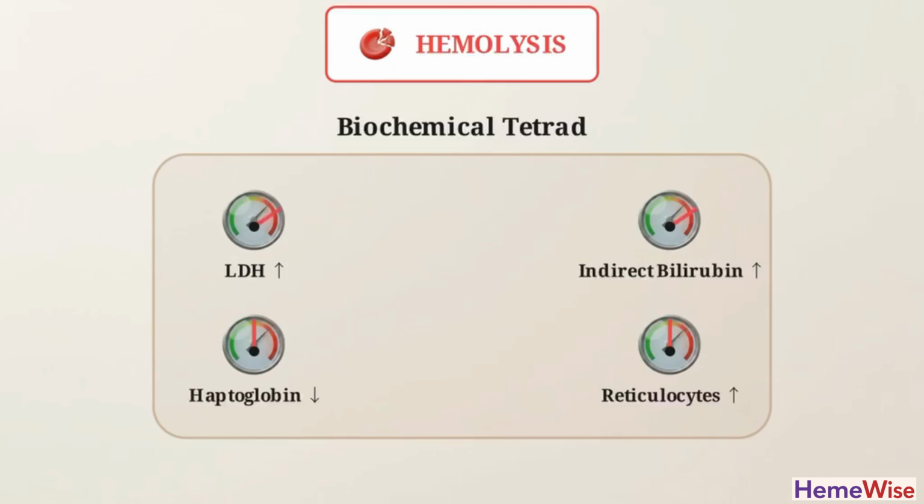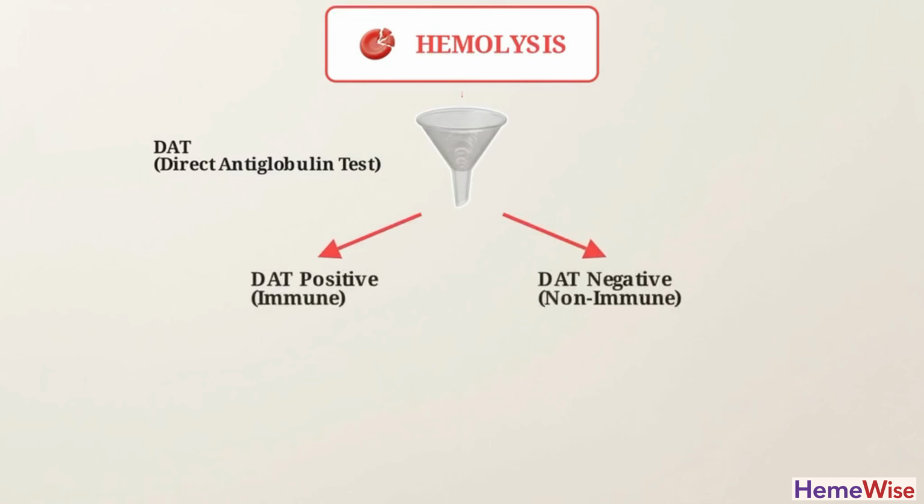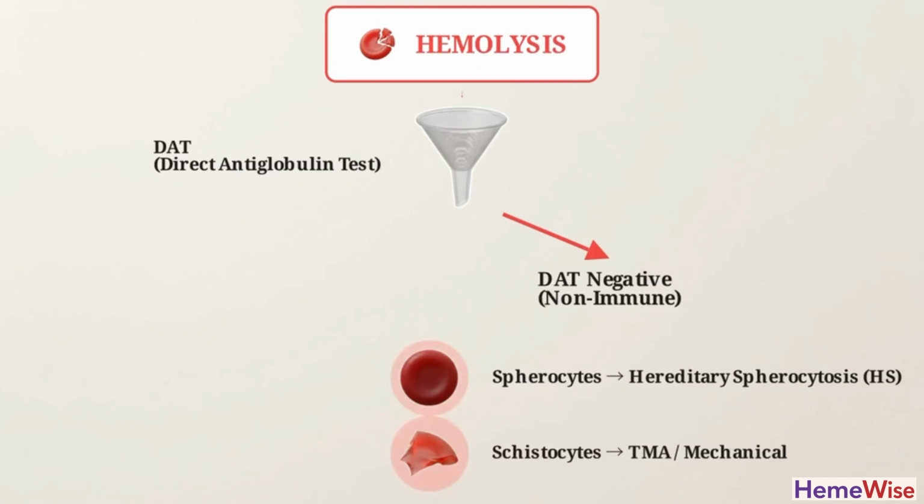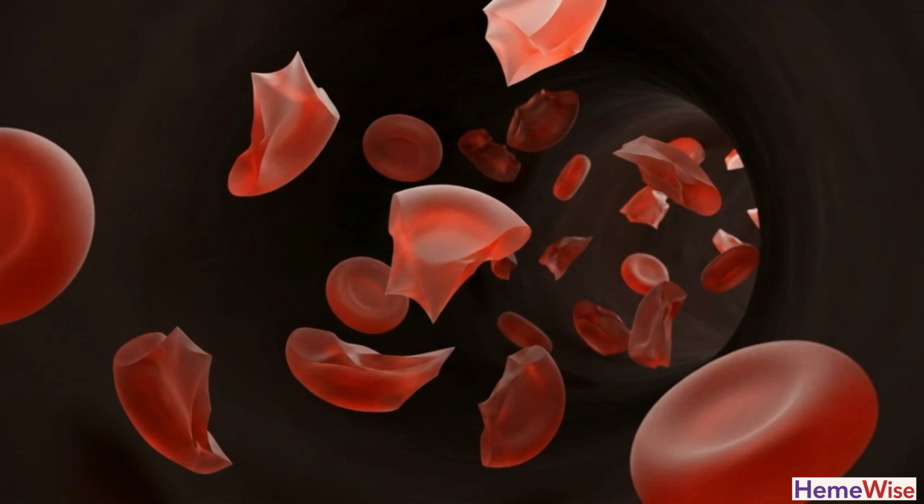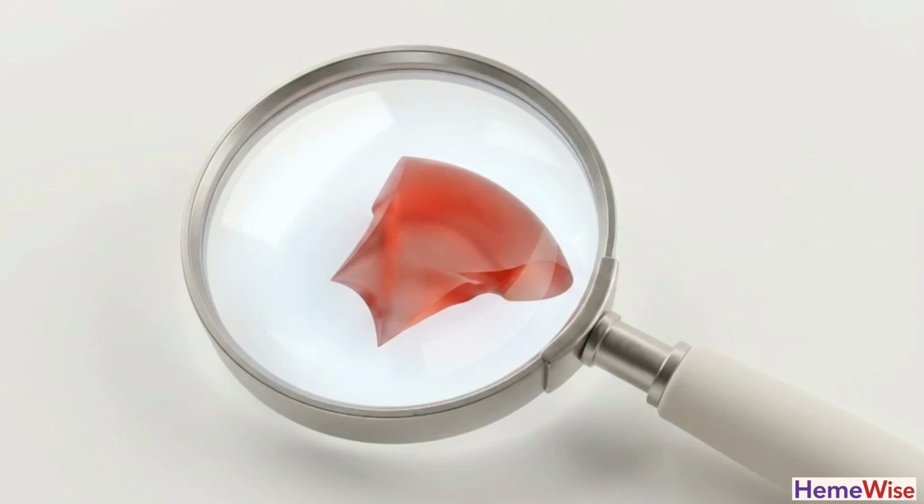Hemolysis requires a biochemical tetrad: high LDH, high indirect bilirubin, dropping haptoglobin, and high reticulocytes. The DAT filter then divides this into immune and non-immune causes, where specific smear shapes like spherocytes or schistocytes map to definitive diagnoses. While high reticulocytes and anemia guarantee there is a destruction problem, only the combination of the DAT and the smear can pinpoint the specific mechanism of that destruction.